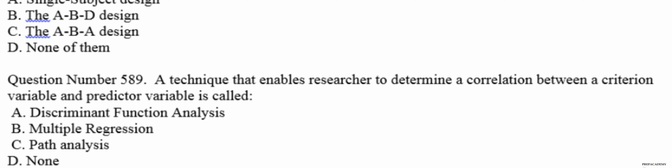Question number 589. A technique that enables a researcher to determine a correlation between a criterion variable and a predictor variable is called: A. Discriminant function analysis. B. Multiple regression. C. Path analysis. D. None. The correct answer is option B, multiple regression.